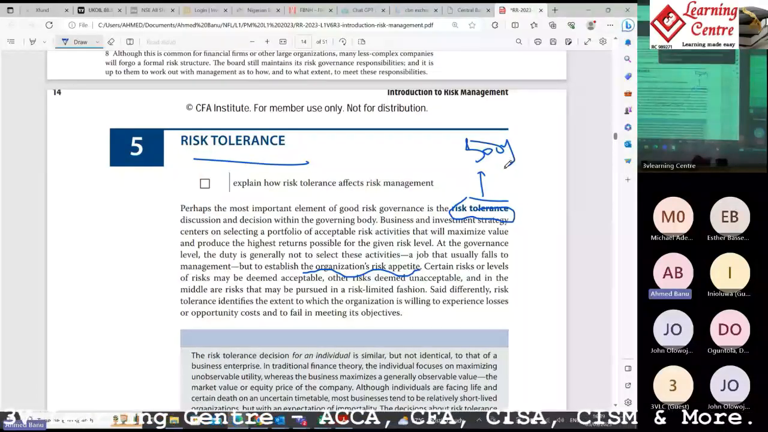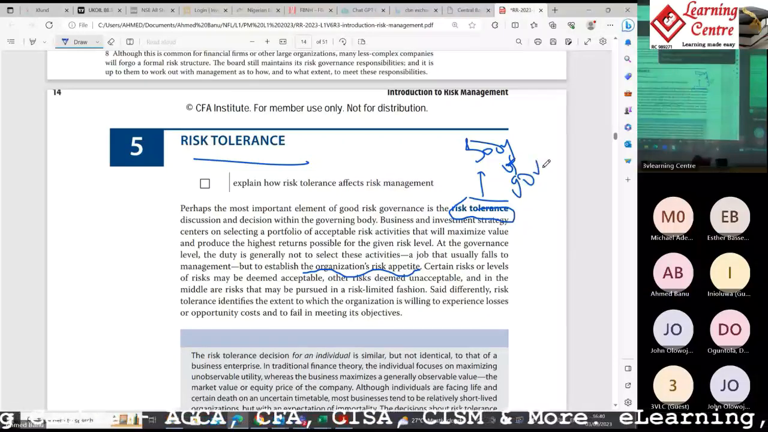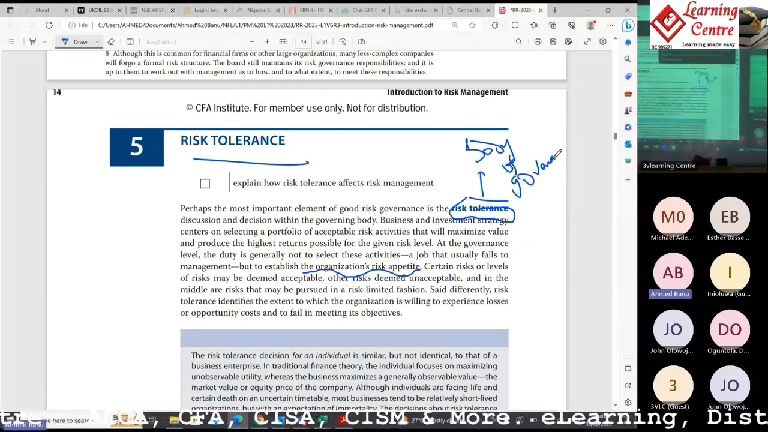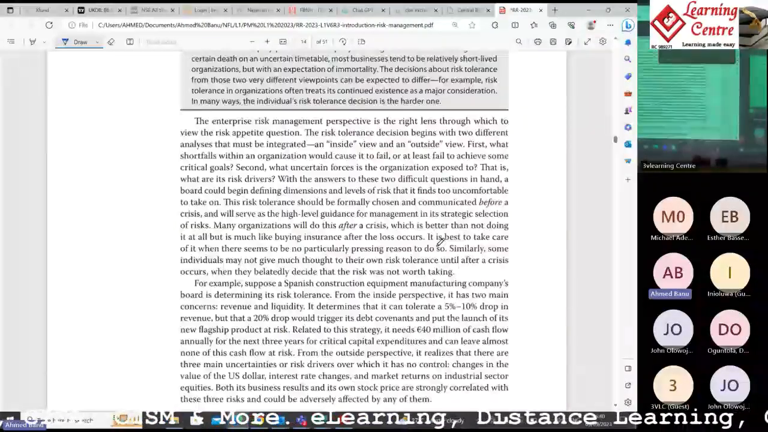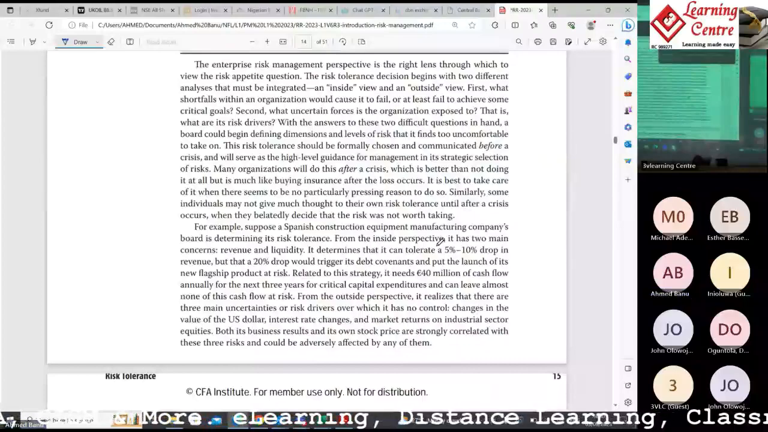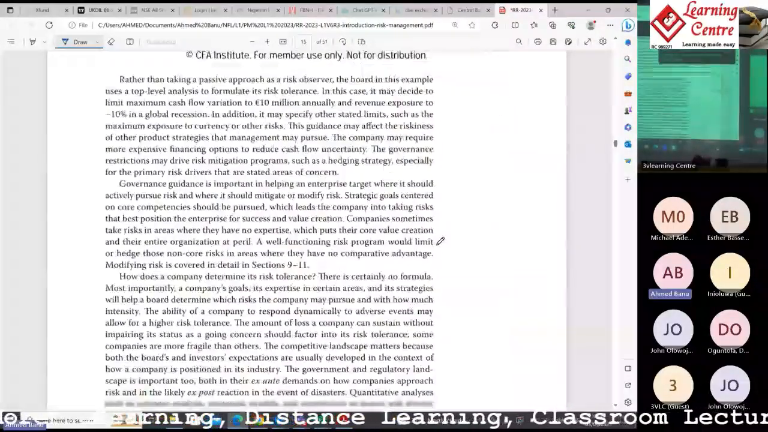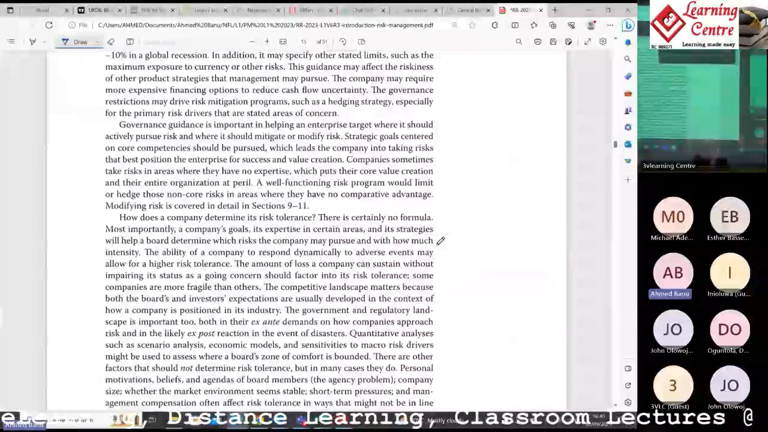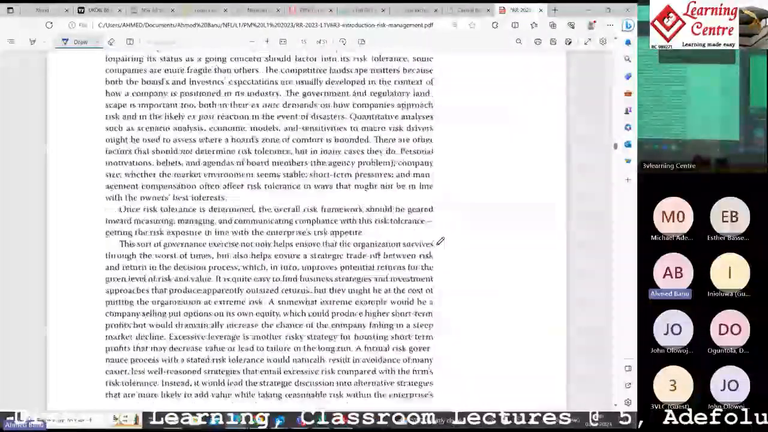So the body of governance. Very, very key. So you need to understand risk tolerance. Okay. Moving on. What else is here that I think I can quickly throw out to you guys? I don't think there's anything here.